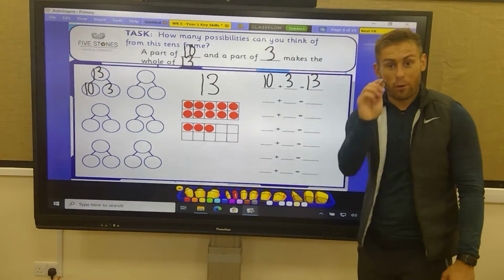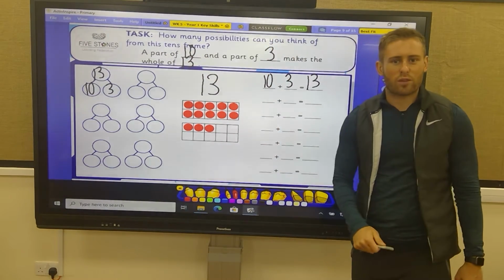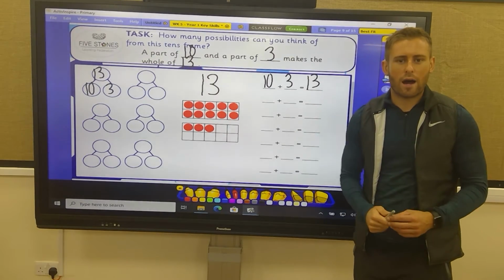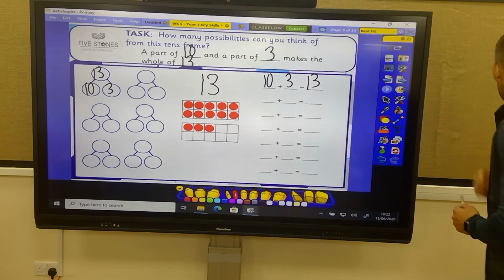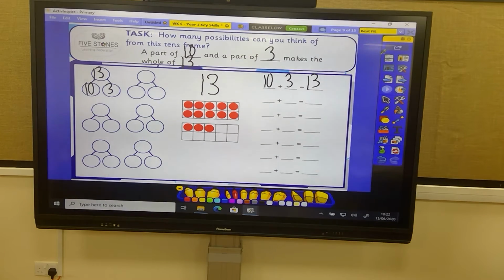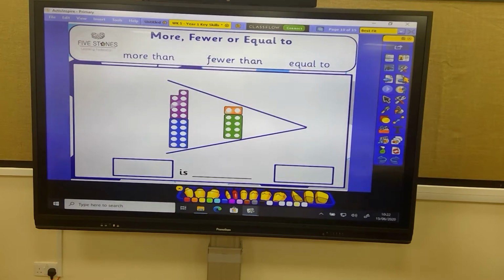So pause the video and have a go with number 13 and see which parts make that whole. Off you go. Keep the video paused if you'd like more time.